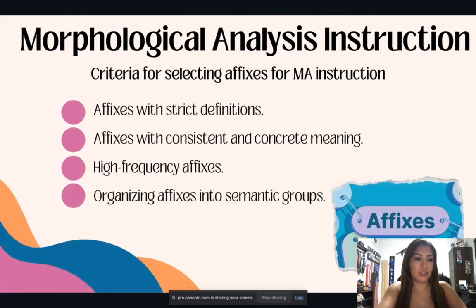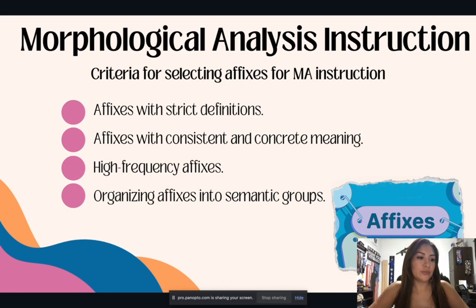Morphological analysis instruction. Studies and research conducted on morphological analysis found that there are 4 effective criteria that educators can use to select affixes for explicit instruction. Number 1, select affixes with strict definitions. This means that the affix must be bounded to a base word. Examples of affixes with strict definitions include words like dislike, unfair, and hopeless.